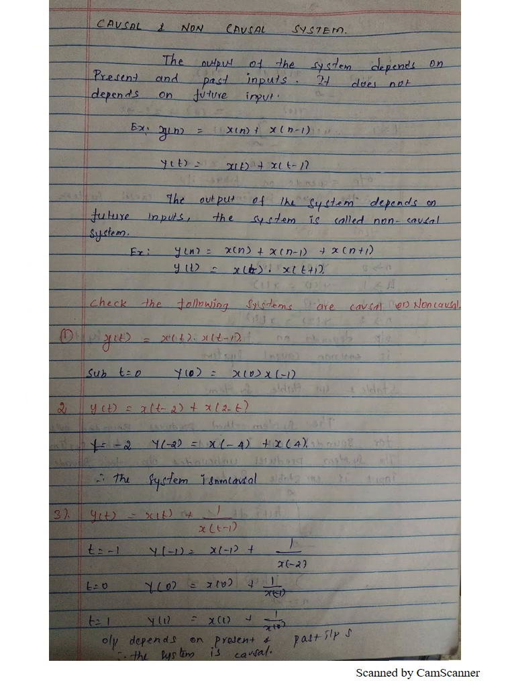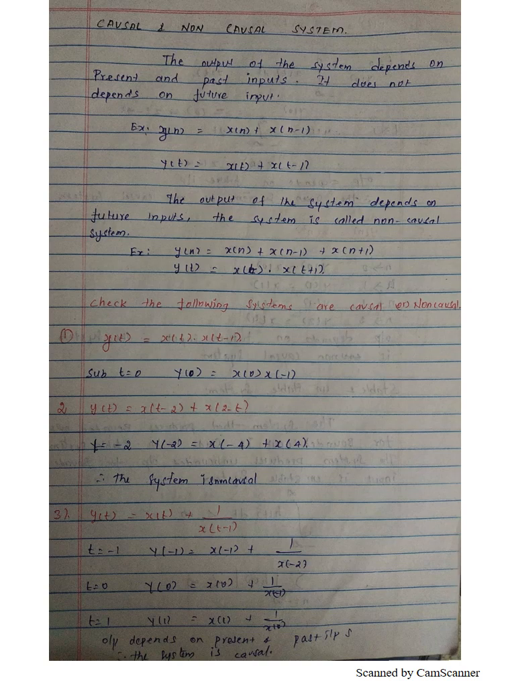Another classification is called causal and non-causal system. A causal system is one where the output depends on the present and past input. It does not depend on the future. Then the system is a causal system. For example, given y of n equal to x of n plus x of n minus 1, this is present and past. Okay, this is a causal system.